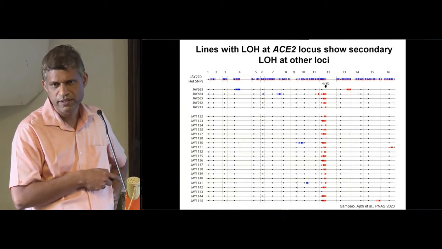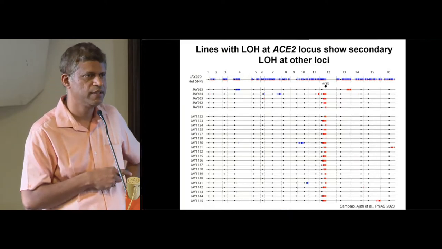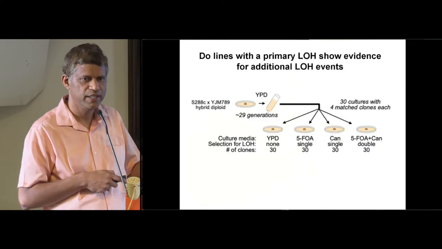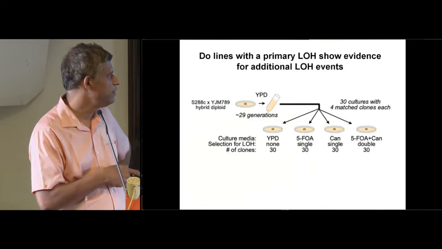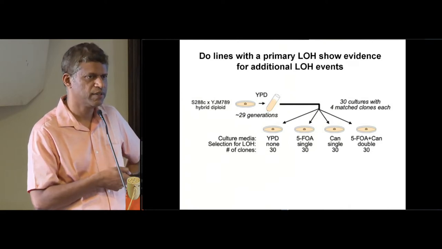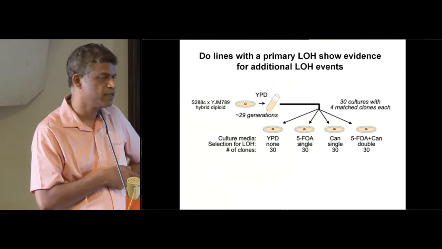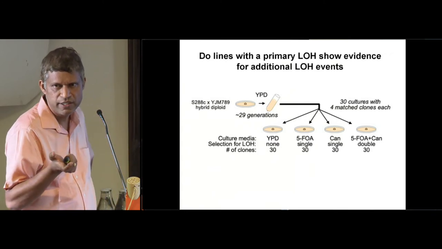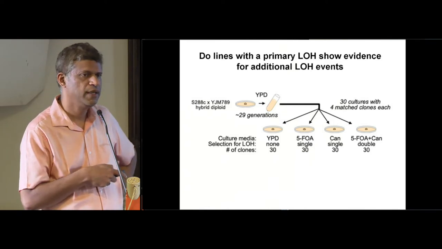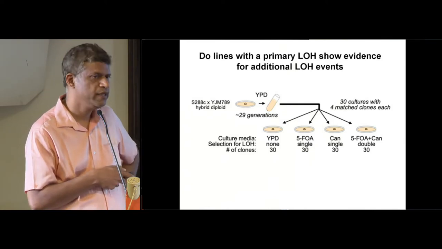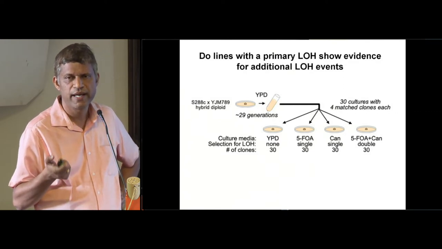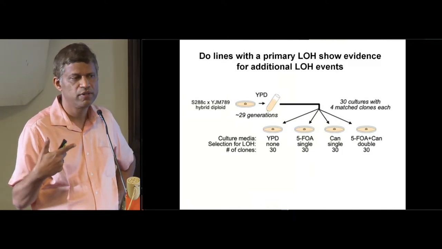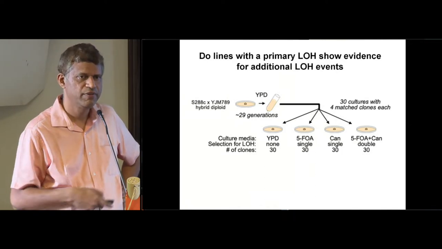Just to make sure that this is not something weird about this particular industrial strain of yeast, we tried to recreate this, going back to our S288C YJM hybrid. Here we tried to select for a primary LOH by using markers, 5-FOA and canavanine. 5-FOA is an analog of uracil. So if the URA3 gene is active, the cells will incorporate this and that will be lethal. Similarly, canavanine is an analog of arginine. So if the CAN locus is active, it will be lethal for the cell. But if they lose the URA locus or the CAN locus, then the cells will be able to survive.